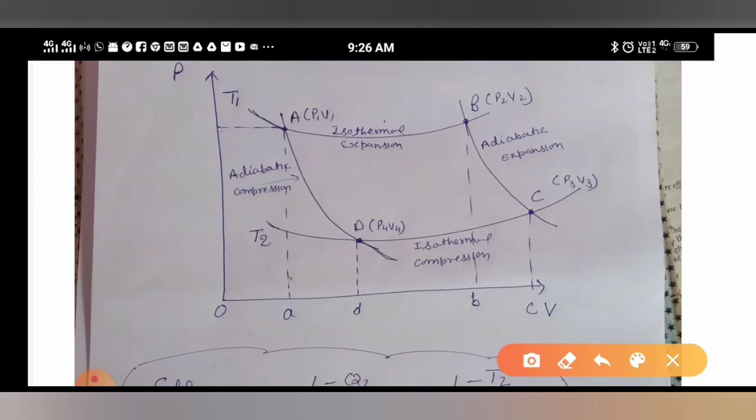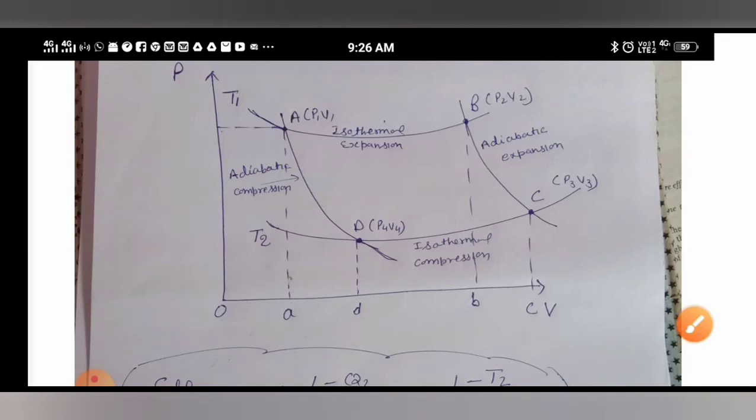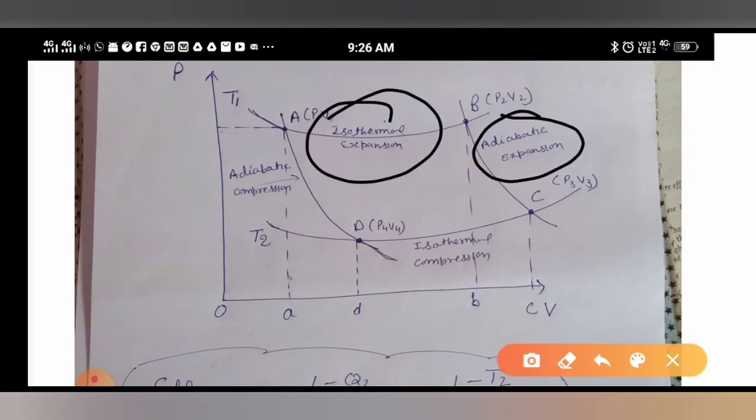Next is adiabatic expansion. Adiabatic means there is no exchange of heat. Adiabatic processes are those in which there is no exchange of heat. You can see that it is expansion, so again the volume is increasing. At point B the volume was small b, but at point C the volume is small c. That means the volume is increasing, so again it is expansion. Both of these are expansion, meaning the volume is increasing.